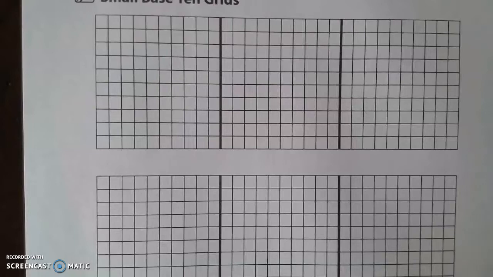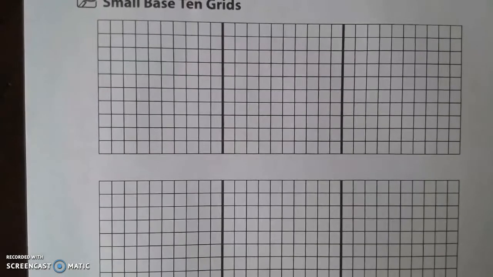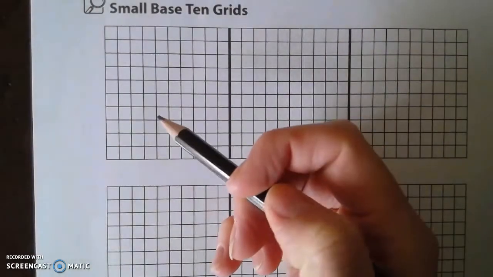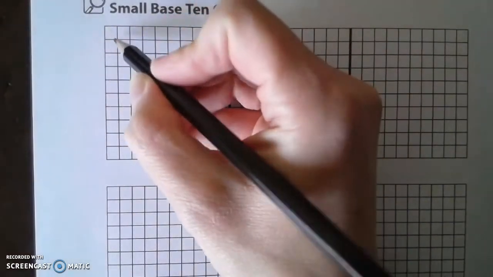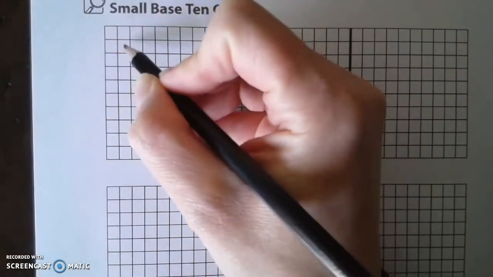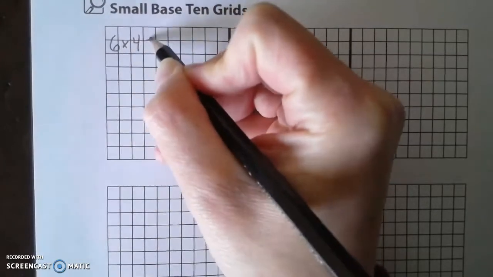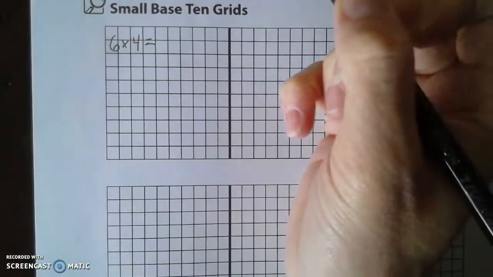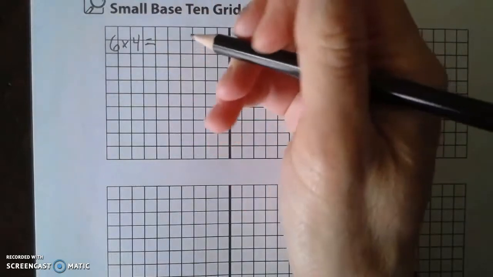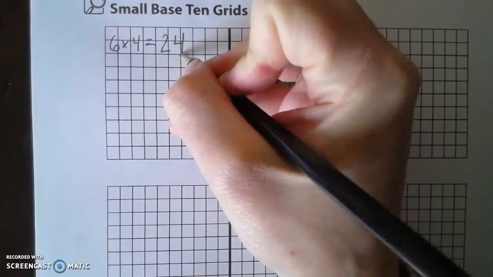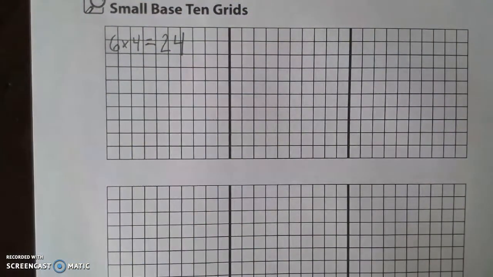So the first thing we're going to start off, like we do with any other problem string, to start off with something pretty simple, nothing crazy hard for you. Okay, I'm using just the base 10 grid paper because we can. So my first one is 6 times 4. So 6 times 4 is, you can think of it 6 times 2 and then double it, or you know your facts. Mine is 6 times 4 is 24.